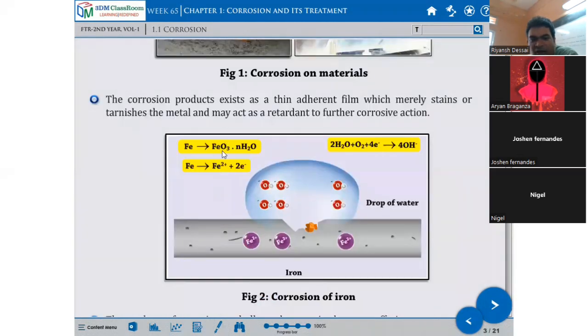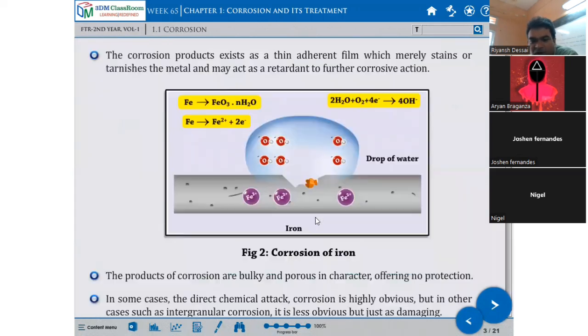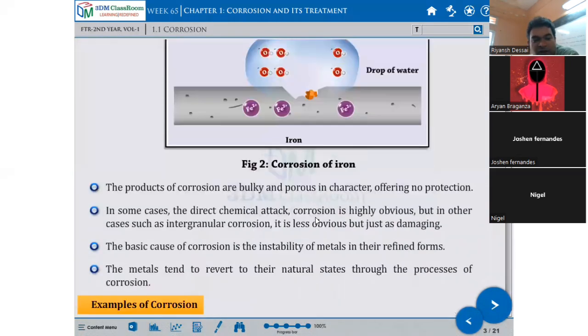See, this is Fe2O3 and H2O. So this type of chemical reaction takes place, and with drops of water corrosion takes place. The products of the corrosion are bulky and porous in character, offering no protection.